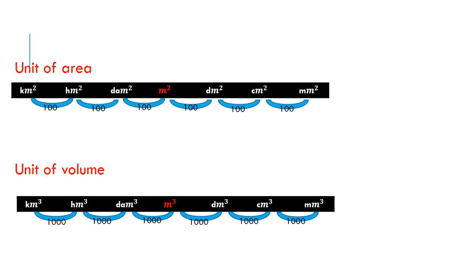The same goes for the unit of volume: kilometer cube, hectometer cube, decameter cube, meter cube, decimeter cube, centimeter cube, and millimeter cube. Here, between each two units, we have 1000.